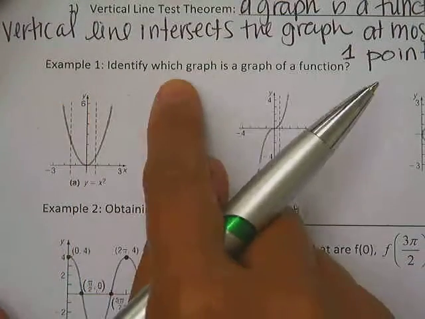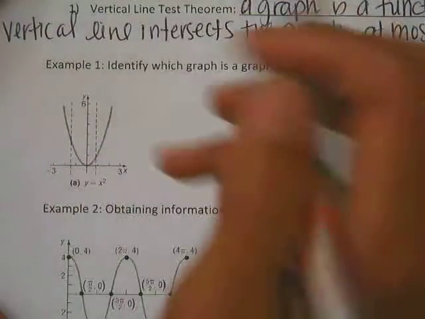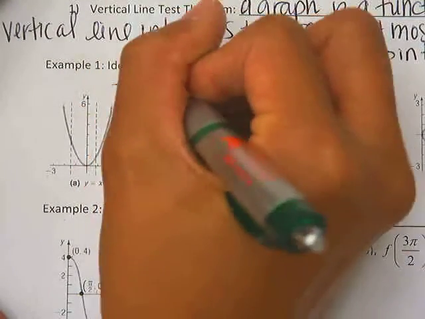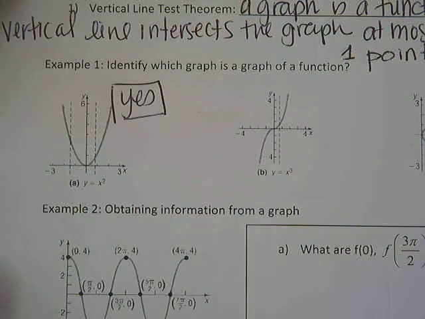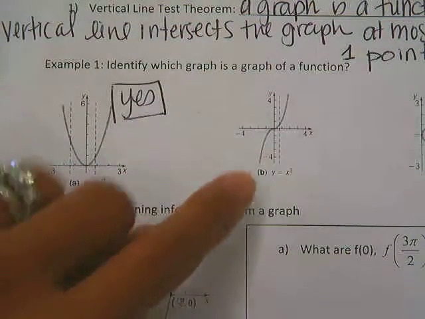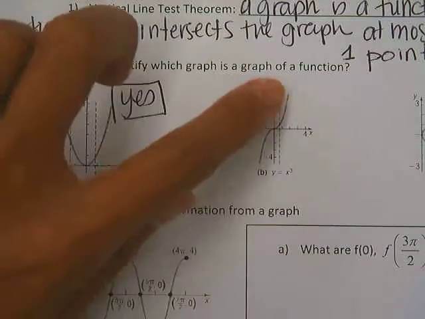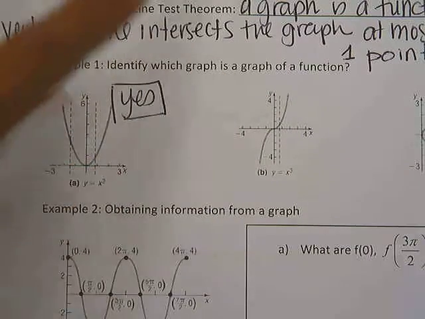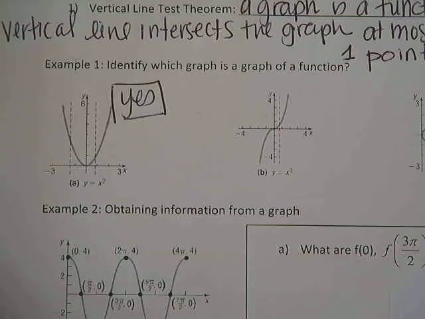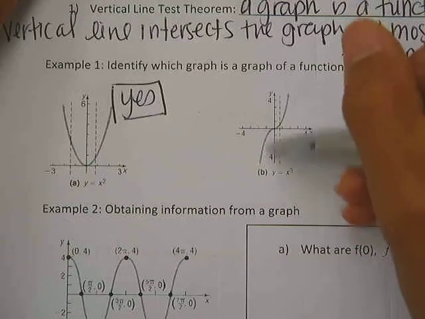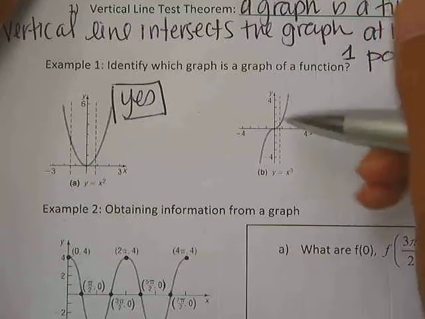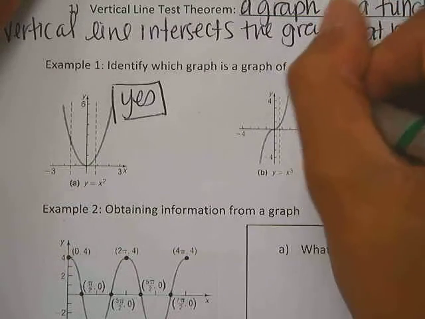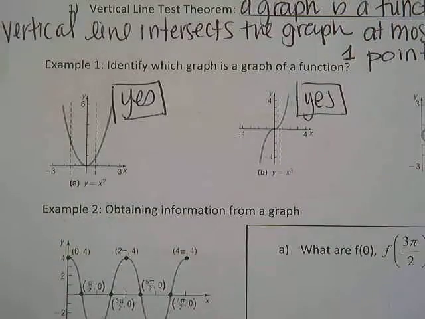So, identify which graph is a graph of a function. This is definitely a yes. This is a function. B is a graph of y equals x to the third. I have one vertical line drawn, but technically I can draw as many vertical lines as I want, as long as each vertical line intersects 1 point. This one is 1 point, this one is 1 point, this one is 1 point. So guess what? This is also a yes.